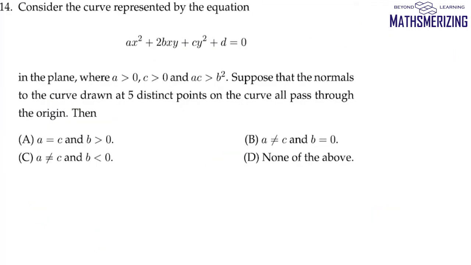Now question number 14 is: consider the curve represented by this equation ax square plus 2bxy plus cy square equals d, where a is greater than 0, c is greater than 0, and ac is greater than b square.